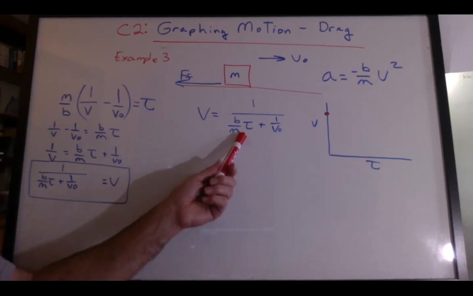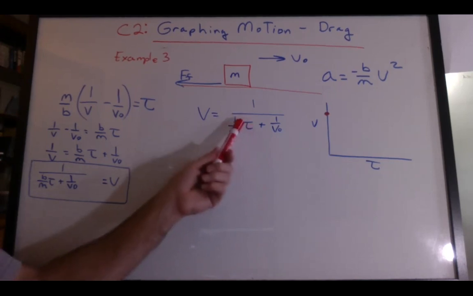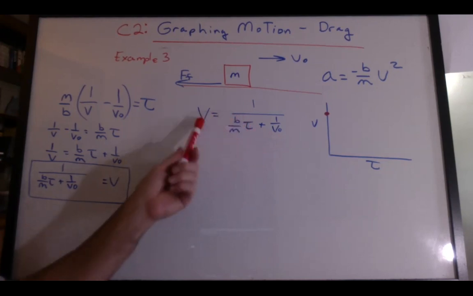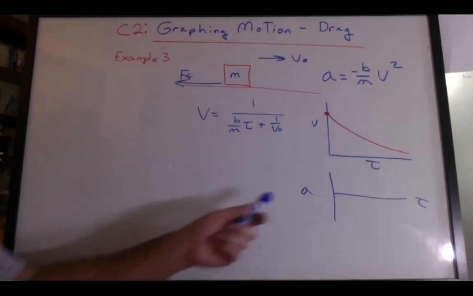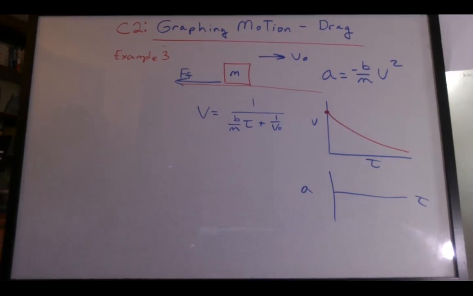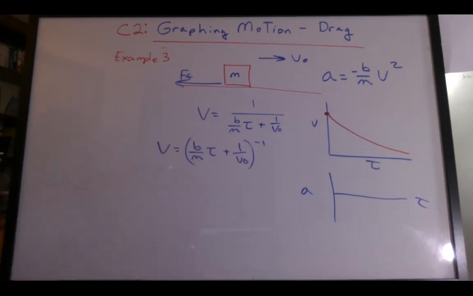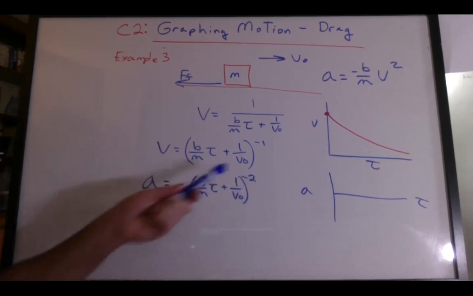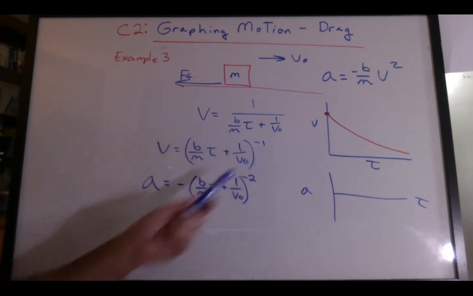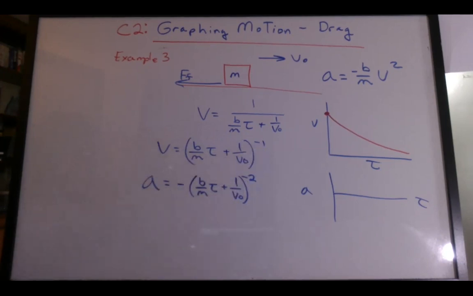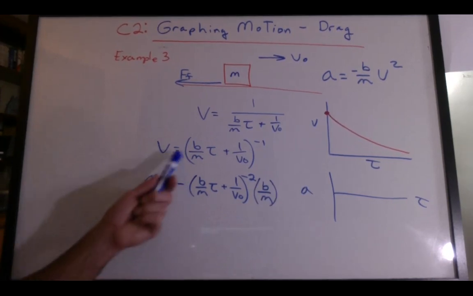As time gets larger and larger, this term will dominate. That will become insignificant. And as this gets bigger and bigger, this term will go to 0. So again, we're expecting the velocity to drop off. And to get the acceleration versus time graph, we can rewrite the velocity, and now we can take the derivative of this function. We'll take the derivative of the outside, bring the negative down, subtract 1 from the exponent, and then multiply by the derivative of the inside.